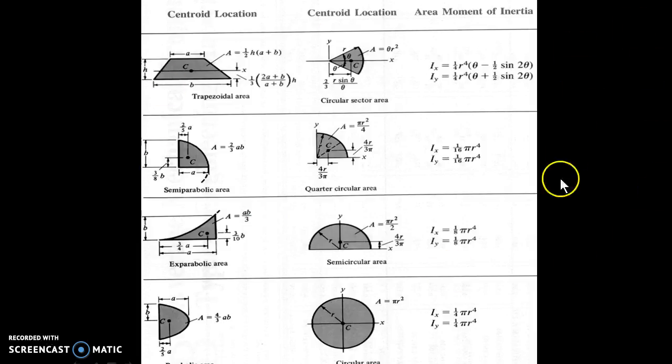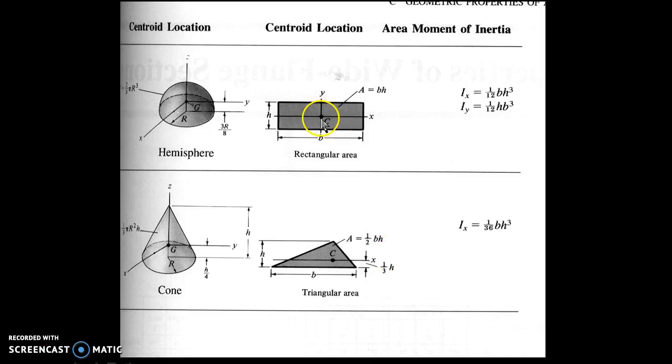These are some centroid locations and areas. You can see for a circular sector area, this is the area formula and this is the centroid. For a quarter circle area, the formula is this one and this is your centroid. Here is the centroid. For a rectangle, it is at the center. For a triangle, it is 1/3 of h.